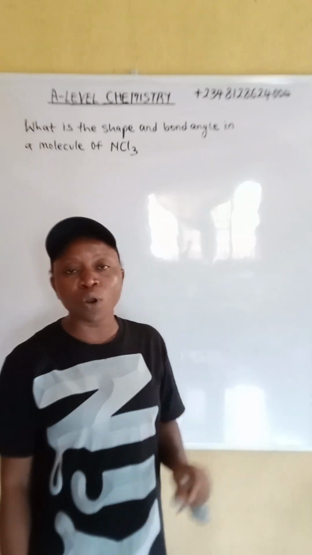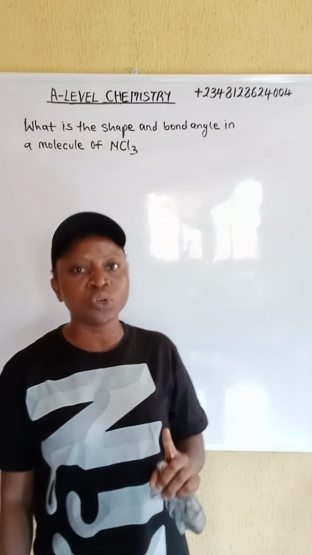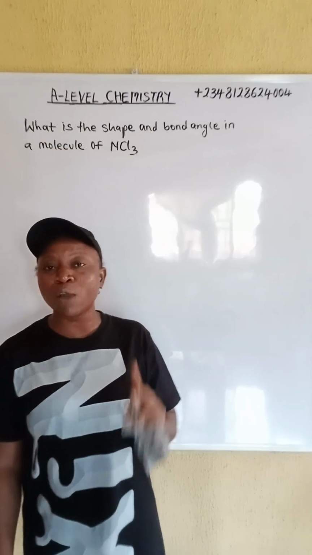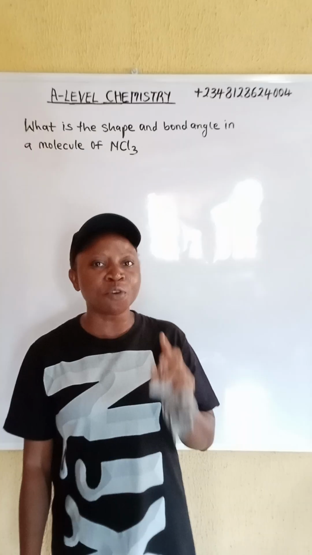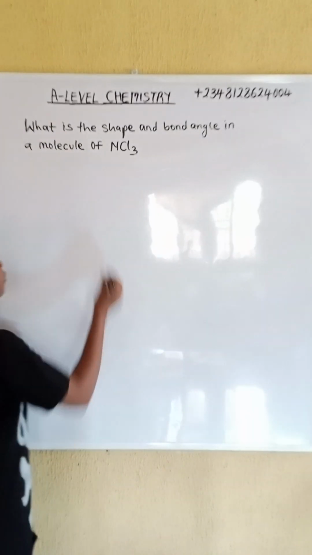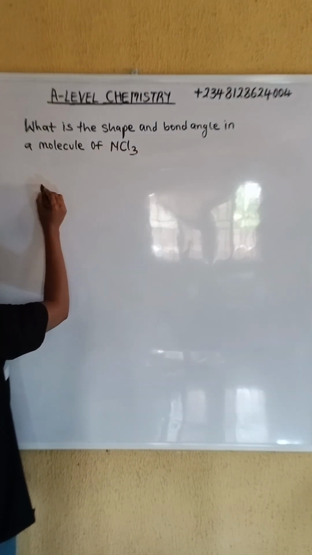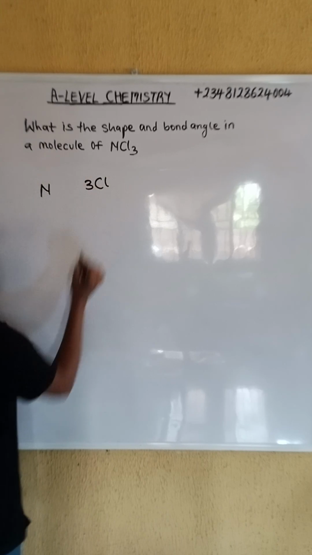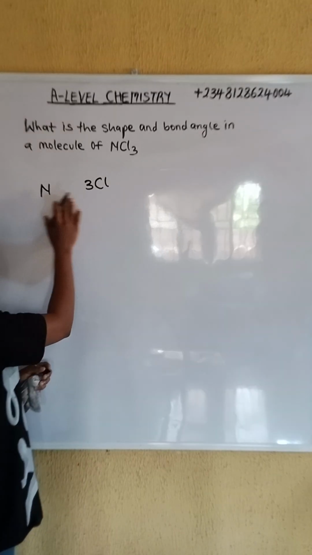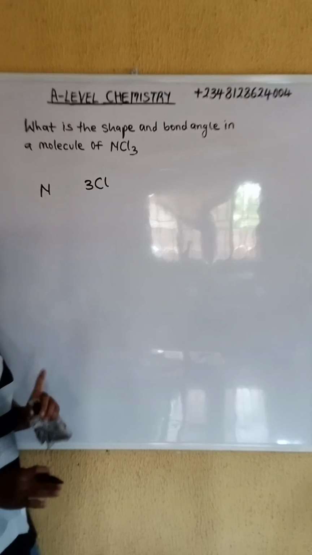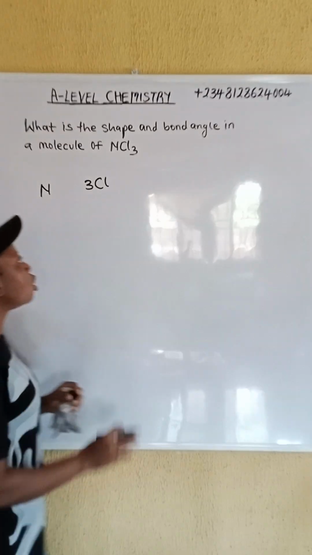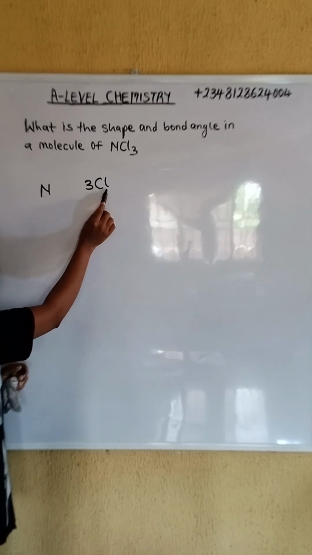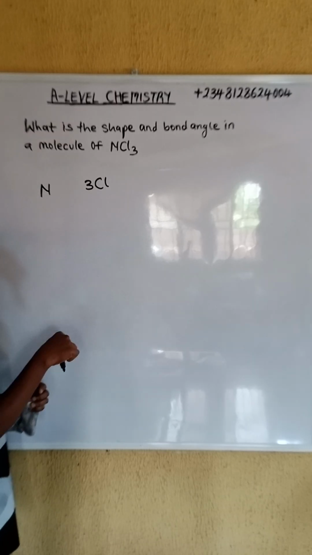To find the shape or the bond angle in any molecule, the first thing you are going to do is to draw the structure of that molecule. And I would like to use the knowledge of covalent bonding. Now we have two different atoms. We have nitrogen and 3 atoms of chlorine. So one of these atoms must be a central atom. When you want to draw a covalent bonding, one of the atoms must be a central atom. Since we have 3 atoms of chlorine, nitrogen will be the central atom.